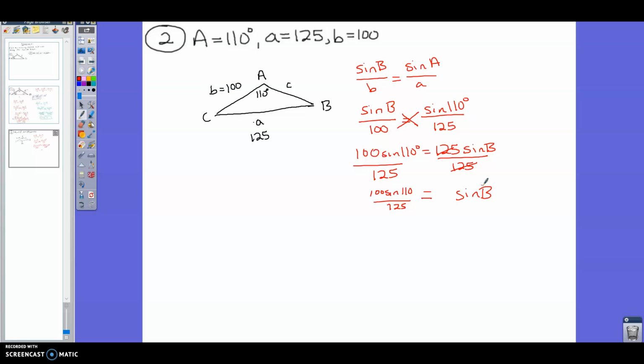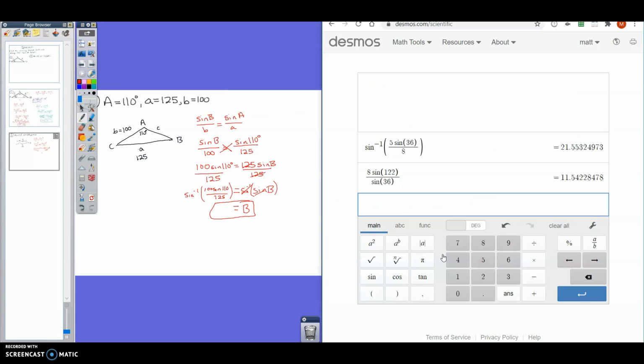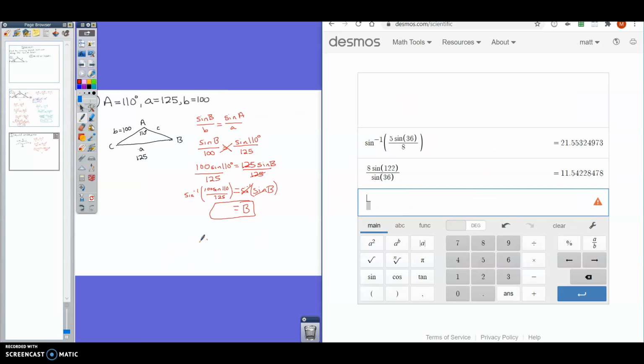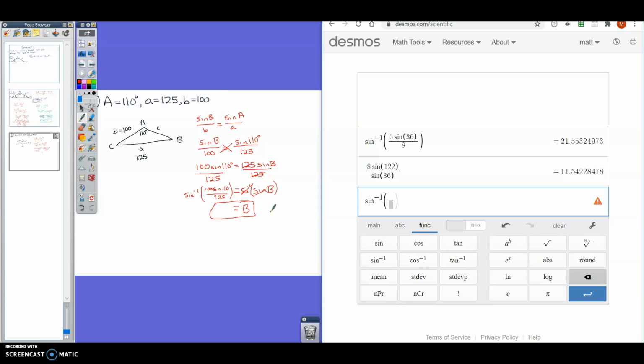So now to get the angle by itself, we got to take the inverse sine of both sides. So now we're going to enter this into the calculator. Okay, so we're going to have the inverse sine of 100 sine of 110 all over 125. So we get 48.7. So we're going to round it to the nearest degree. So we'll say that's 49 degrees.